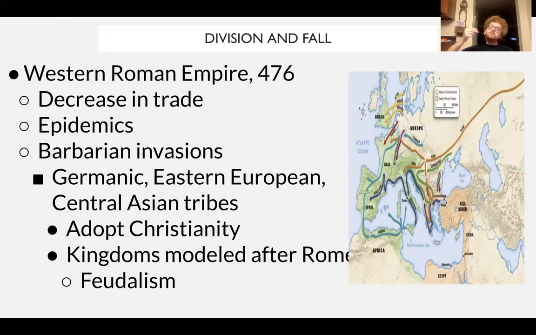So we are going to see the creation of independent kingdoms ruled over by these invaders. They're adopting Roman ideas, but they're making politically independent societies that are mostly run through feudalism. And this is the major hallmark of the medieval age in Europe, as we will talk about in our first unit. But we see the origins of feudalism with the decline of the Western Roman Empire.